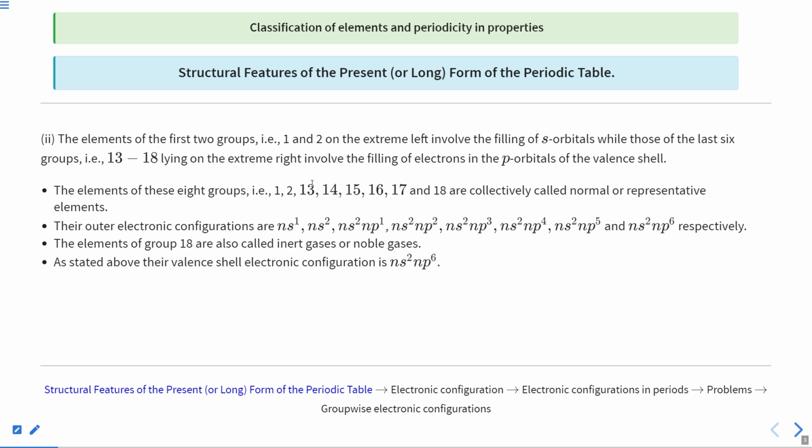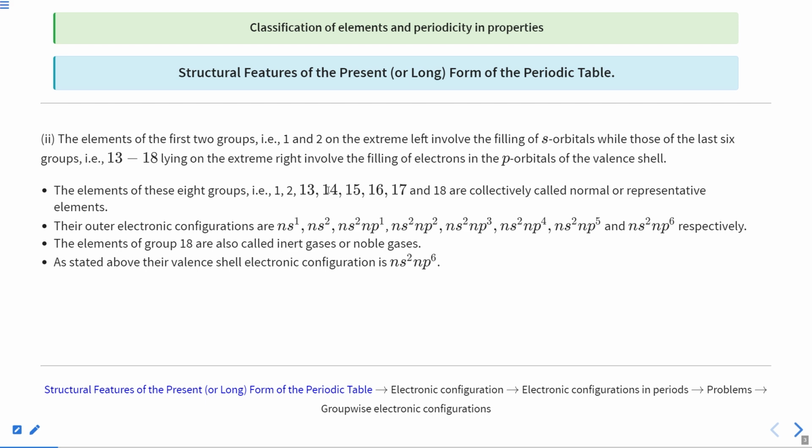So if you look at the last digit of the group number: for 1, 1 is the last digit, so that is the number of electrons present in the valence shell. For 2, the only digit is 2, so 2 electrons are present in the valence shell. If you take 13, then 3 is the last digit, so 3 electrons will be present in the valence shell. You see ns2 np1, so these two subshells constitute a total of 3 electrons.